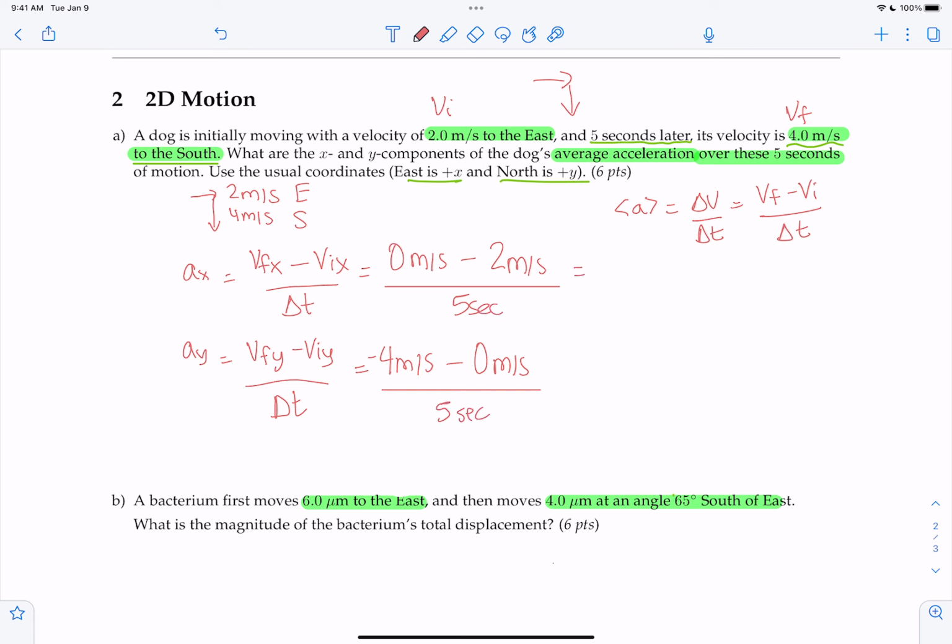So this gives us negative 2 over 5 meters per second, and this is negative 4 over 5 meters per second. So this is about negative 0.4 meters per second squared, and this is about negative 0.8 meters per second squared. Does that all make sense for our average acceleration value? This is negative, by the way, and this is negative there. So that'll give you the components of average acceleration, AX and AY.